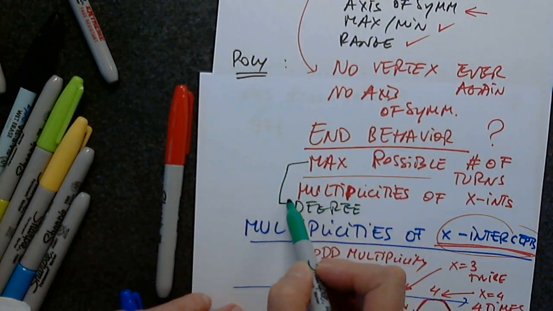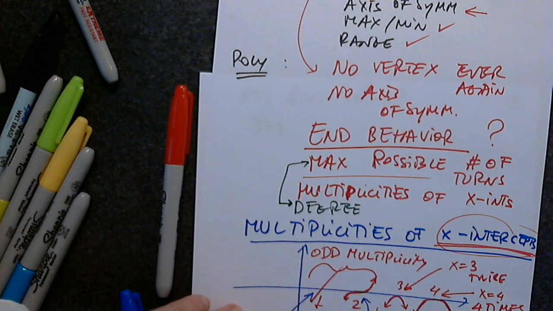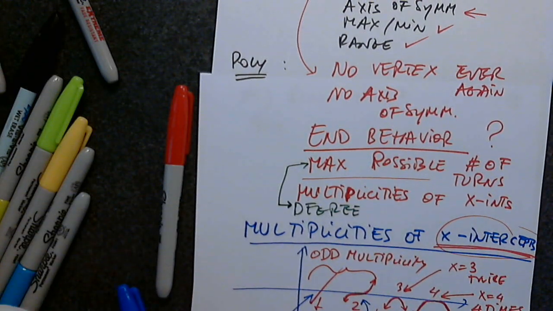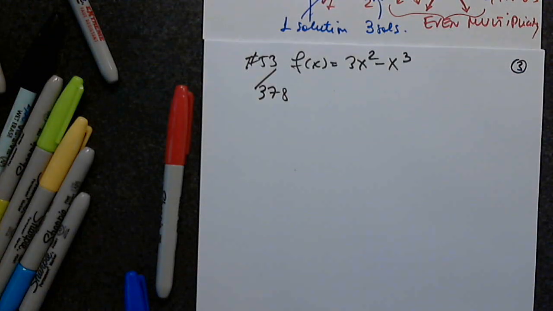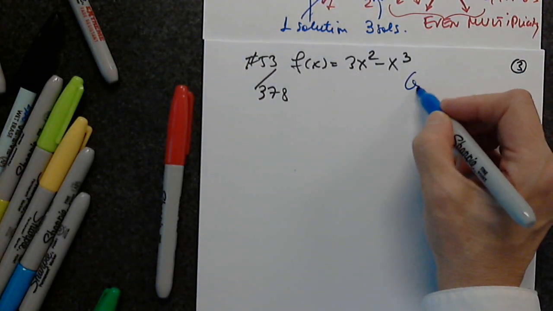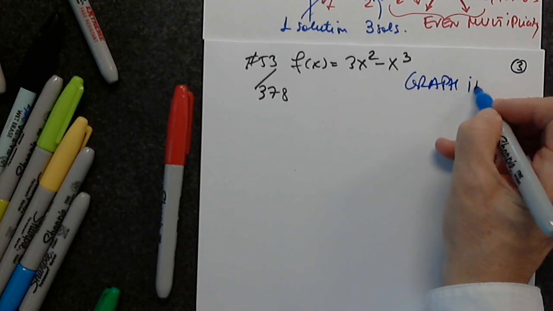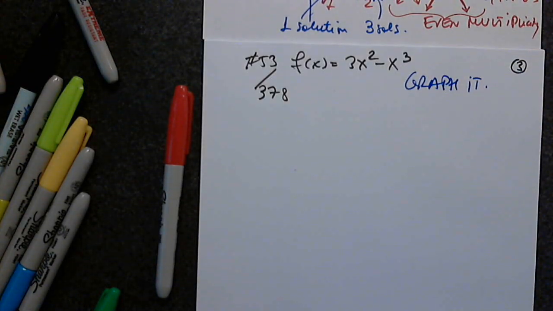However, these two are connected. I'm going to go through the list again. I'm going to write the list one more time. This is just a synopsis, just the idea, what we need to look at. So first of all, I have to identify what type of function this is. Of course, the question is graph it. That's all they're asking us to do. Graph this function.